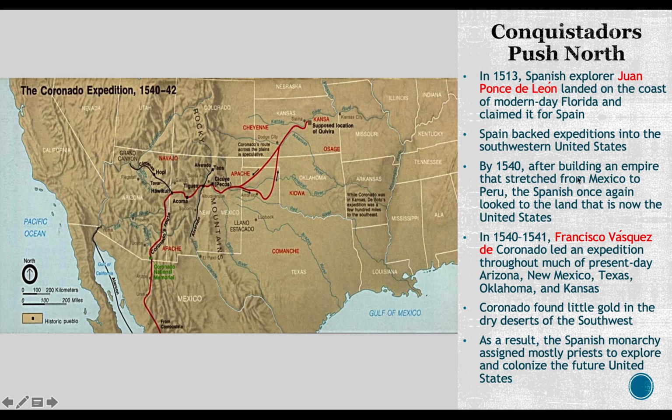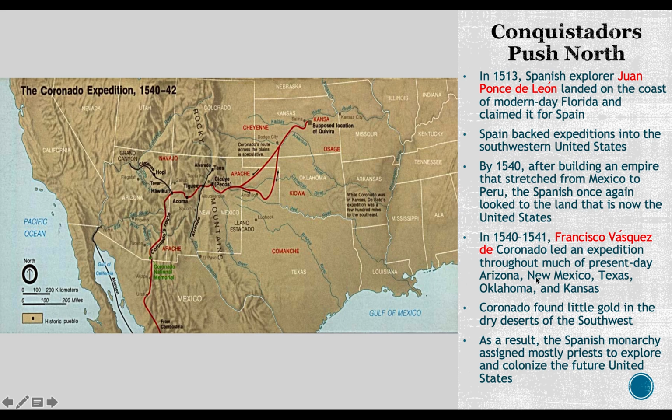In 1513, Spanish explorer Ponce de Leon landed on the coast of modern-day Florida and claimed it for Spain. What do you know? So, claiming it for Spain again. Spain backed expeditions into the southwestern United States. So they're going to come up from Mexico and go into Texas, Oklahoma, Kansas, Colorado, Arizona and New Mexico. By 1540, after building an empire that stretched from Mexico to Peru, the Spanish once again looked to the land that is now the United States.